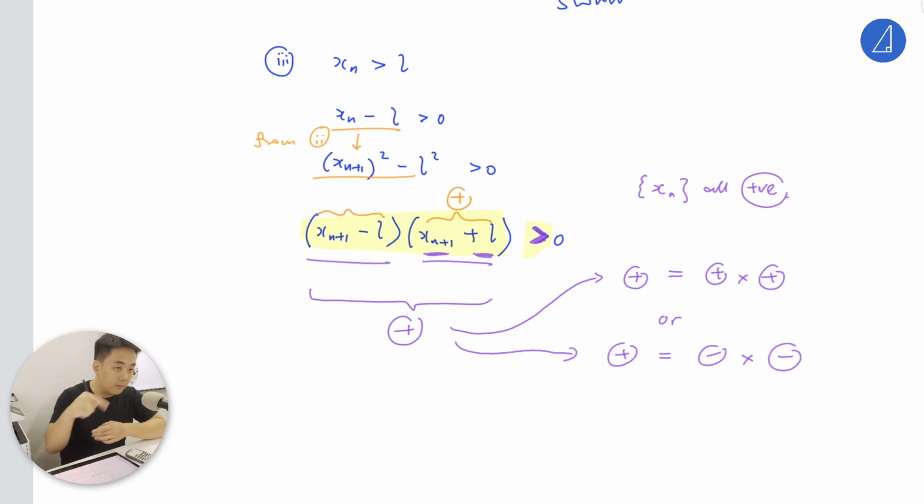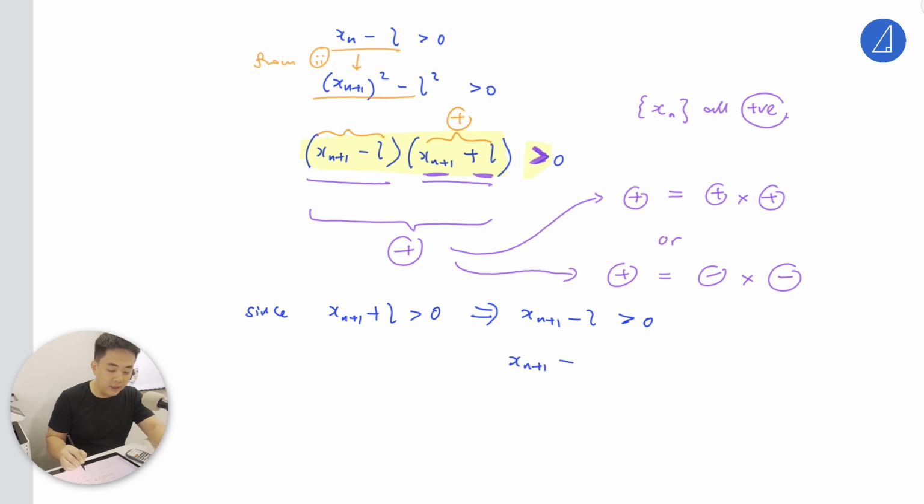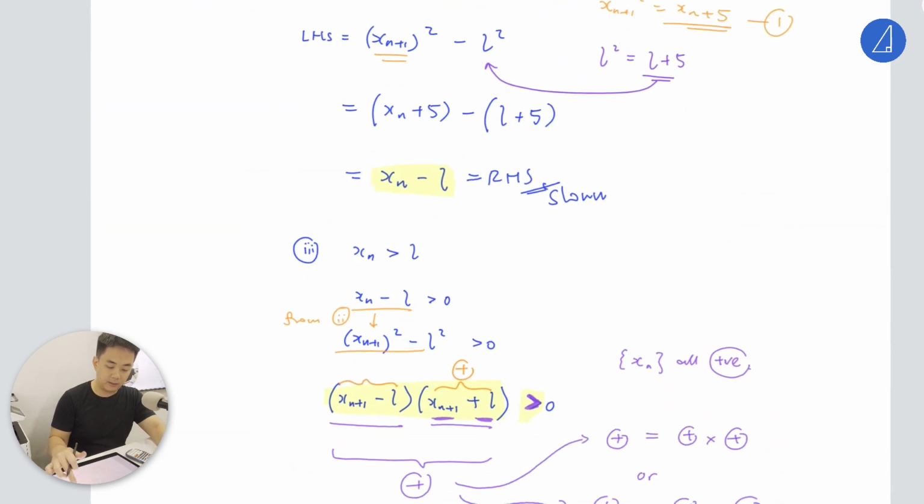We deduce by knowing. So hence, since you write this down, since xn plus 1 plus L is positive, hence xn plus 1 minus L is also positive. That's how you write. First time doing this wouldn't be easy. So this is xn plus 1 bigger than L. Xn plus 1 bigger than L. We only do one side. We never do the xn is bigger than xn plus 1.